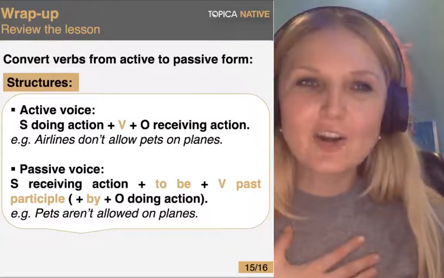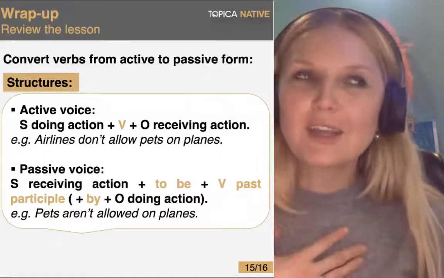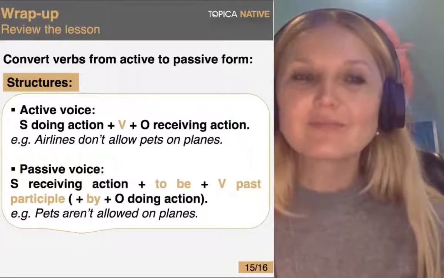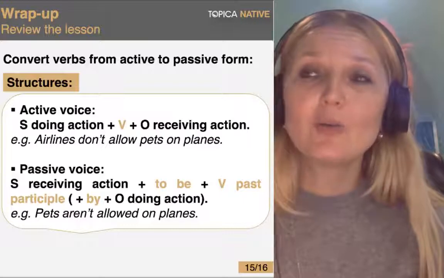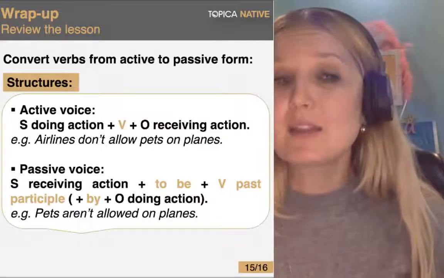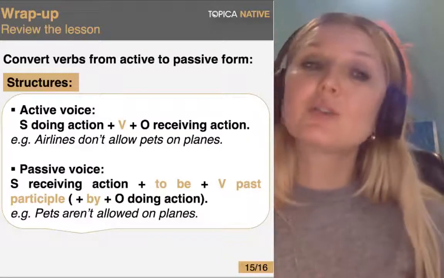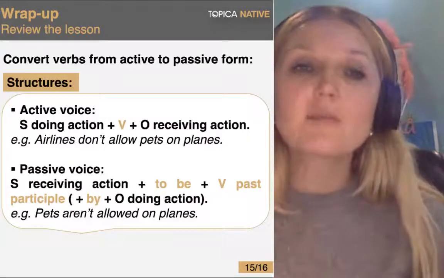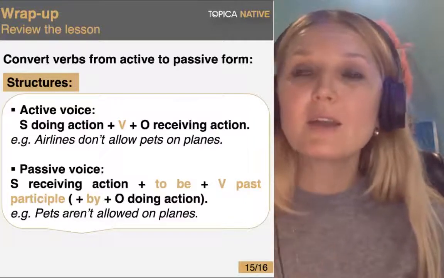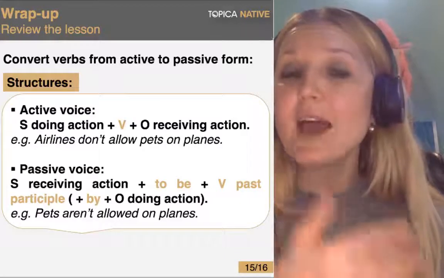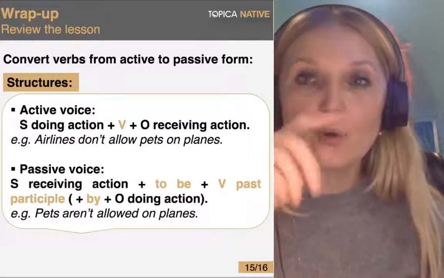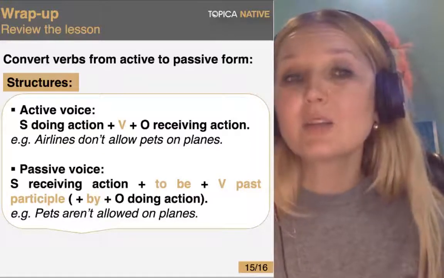Active voice: we have a subject which does an action, then a verb in any tense, and then an object which receives an action. Airlines don't allow pets on planes. I cook a dinner. I bought tickets. The carpenter will make a table for us. Passive voice: we have a subject which receives an action in the first place, then the verb be in any tense: will be, am, is, are, was, were, have been, has been. Then we have the past participle, the third form, or -ed.